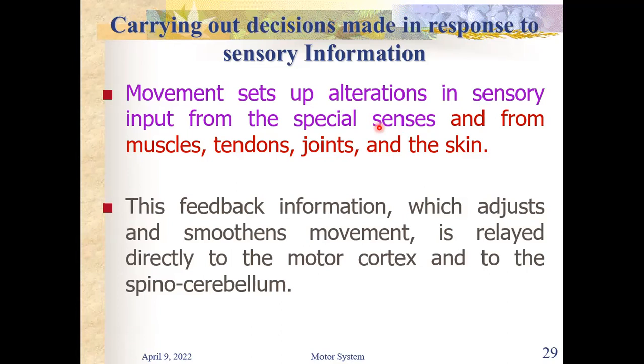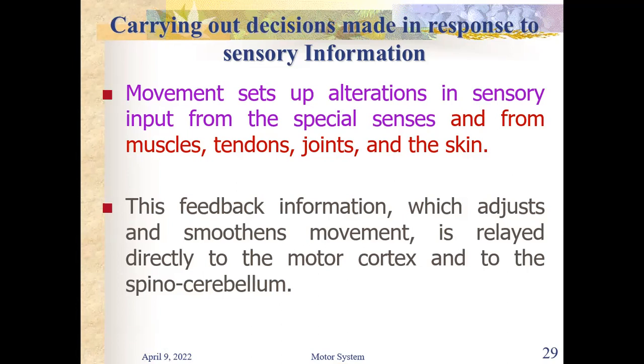For example, if you are walking on the road and it starts raining, once the water touches you, oh, it starts raining, let me find somewhere and stand till the rain finishes. So movement sets up alterations in sensory inputs. That is why I'm saying that movement is carried out in response to sensory information.